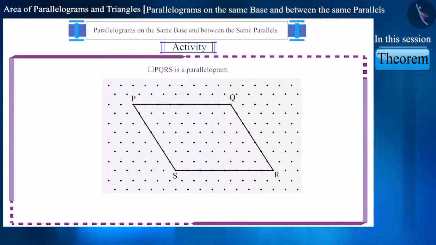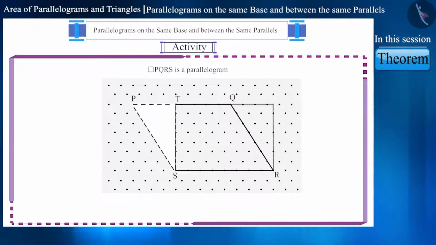Now, take a point T on the side PQ above S. Now, connect ST. Here, we will get a triangle PTS. We can see that triangle PTS and quadrilateral TQRS together form the parallelogram PQRS. Let's cut the triangle from here and connect it with the side QR of the quadrilateral.